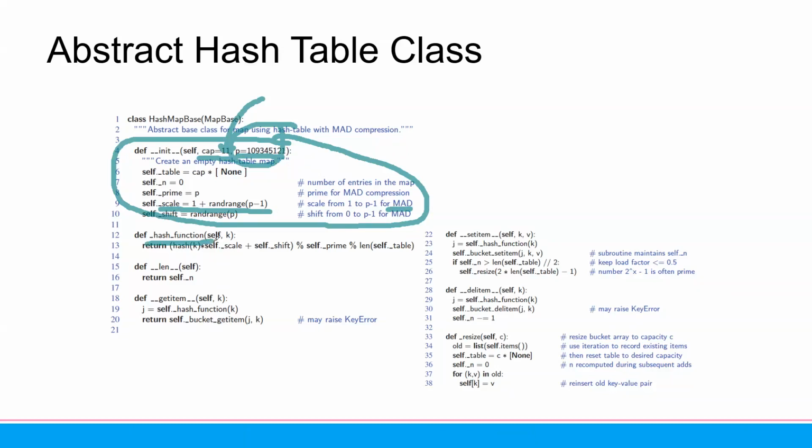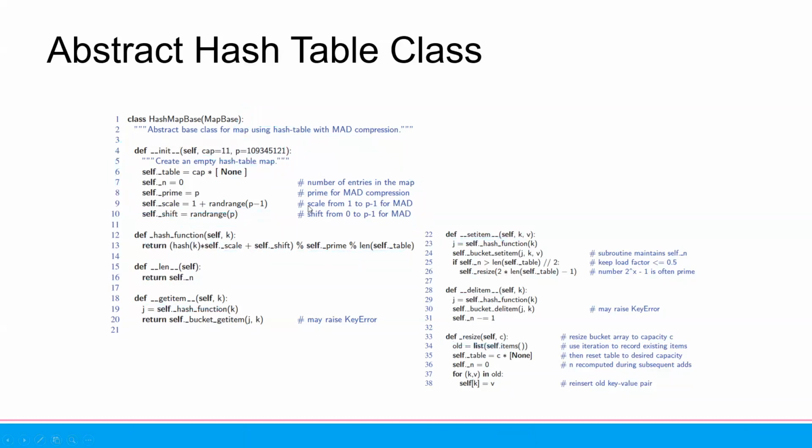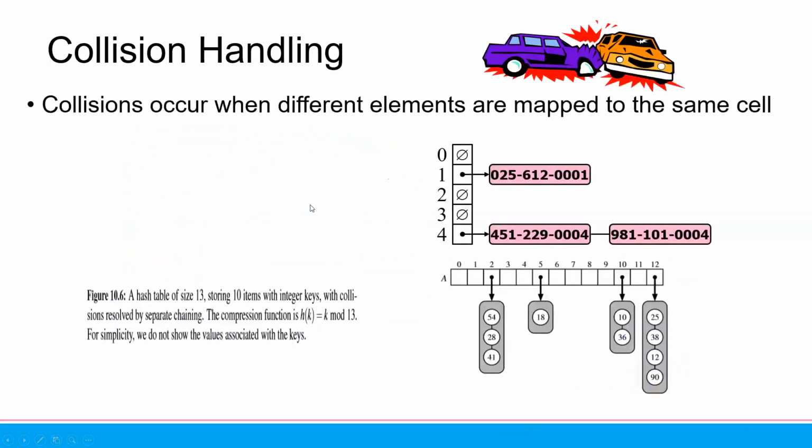We can have a hash function, the hash function that I explained before. And then we can check the length and get the item. We can set the item where we want to put the value, or we want to delete the item, and we can resize. So I will not discuss this code, but I would like to discuss more details.